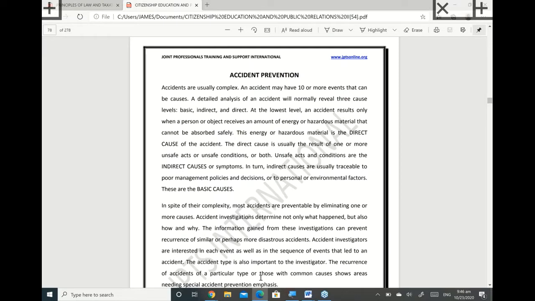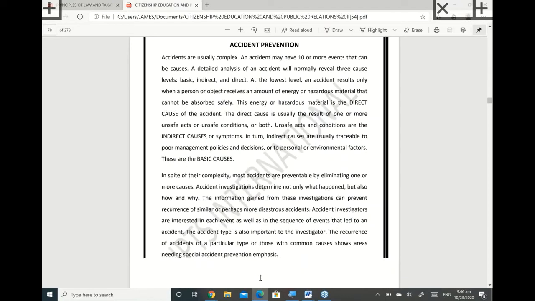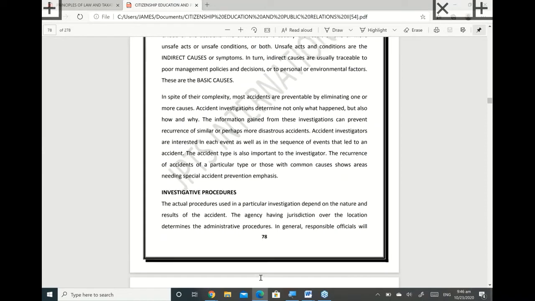not only what, how, and why it happens. So the information gained from the investigation can prevent the occurrence of similar or perhaps more destructive accidents. Accident investigators are interested in each event as well as in the sequence of events that led to the accident. So we want to know what happened, why they are accidents, and whether they are basic, indirect, or direct. We are going to look at some of them.